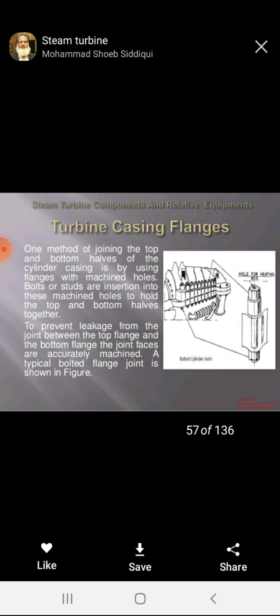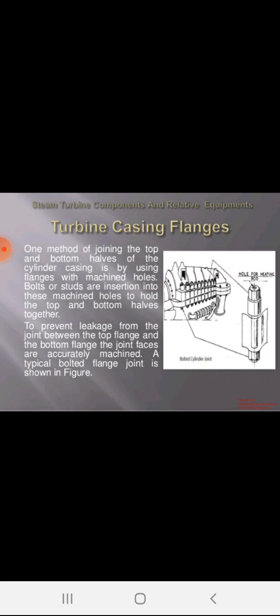Turbine casing flanges. One method of joining the top and bottom halves of the cylinder casing is by using flanges with mechanical holes. They bolt or steady the sections to the machine and hold the top and bottom together. This method prevents leakage from the joint between the top flange and bottom flange, with the joint faces accurately machined. A typical bolted flange joint is shown in the figures.